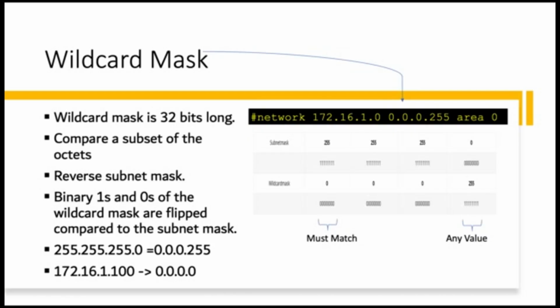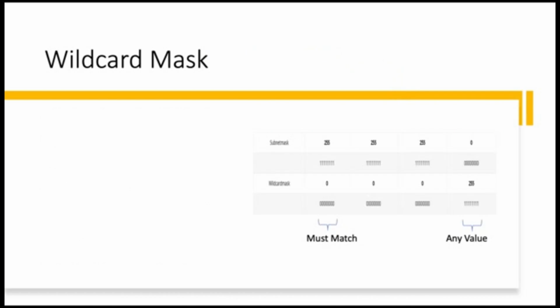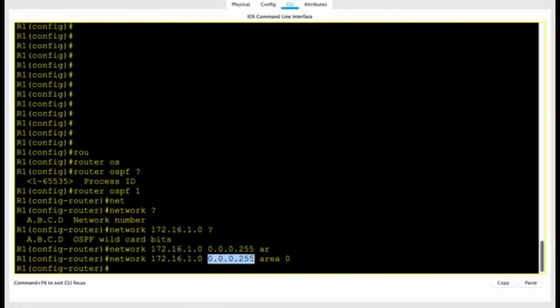So for a network of 172.16.1.100, for example, the wildcard mask will be 0.0.0.0. So let's go ahead and enable OSPF on each router and see what type of wildcard mask we will use. For example, for a network of 172.16.1.0 on R1, we can advertise it as 172.16.1.0 with 0.0.0.255 area 0. So let's go ahead and configure the same on the router as we have done earlier.